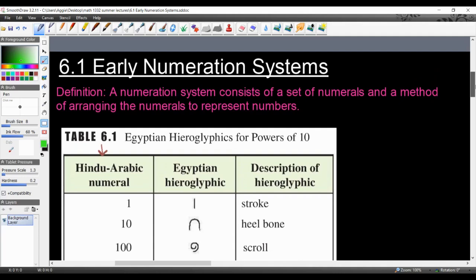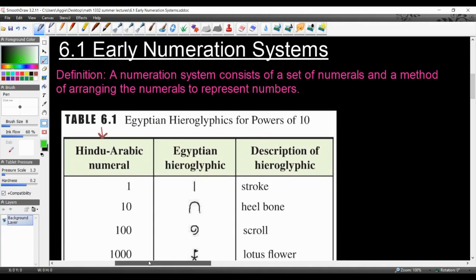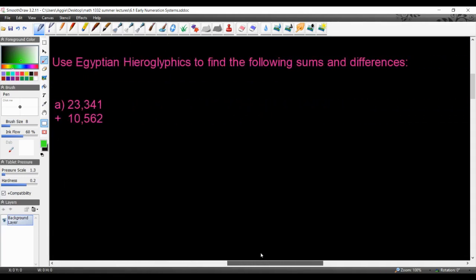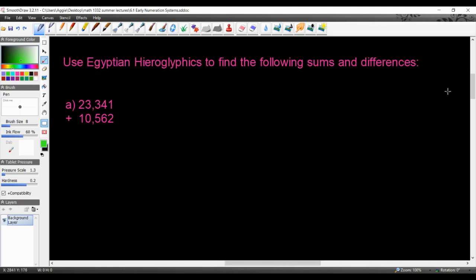So we're going to do a little bit of adding and subtracting now. Here are some examples that we're going to do. It says use Egyptian hieroglyphics to find the following sums and differences. So I'm trying to draw a line here. It's just not coming out for me. Let's see. There we go. So we have 23,341 plus 10,562.